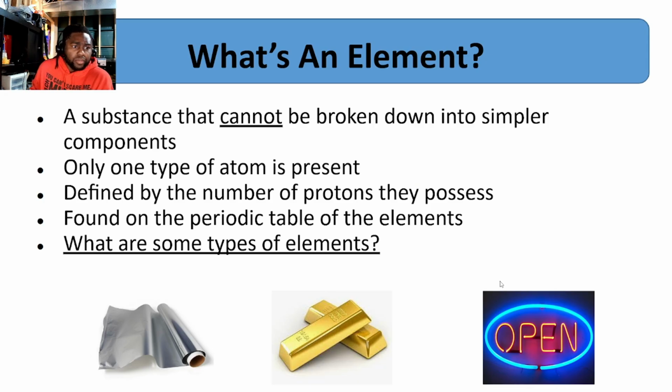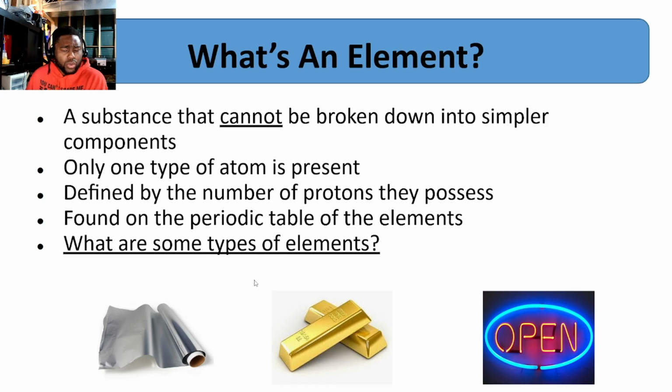Okay, what is an element? Well, it's a substance that cannot be broken down into simpler components, typically, but we just learned there are subatomic particles. Only one type of atom is present, defined by the number of protons they possess, found on the periodic table of elements. What are some types of elements?